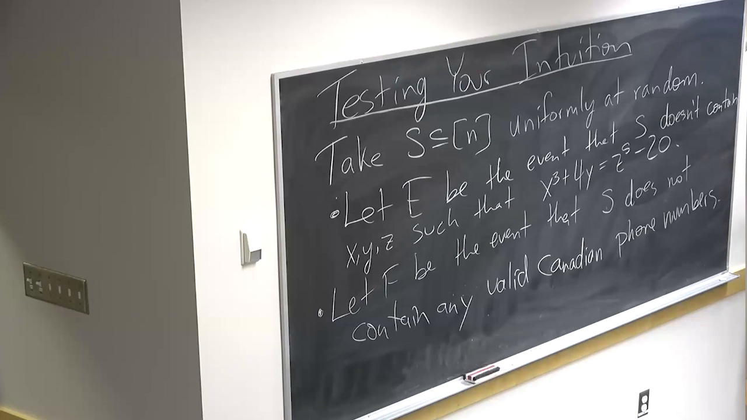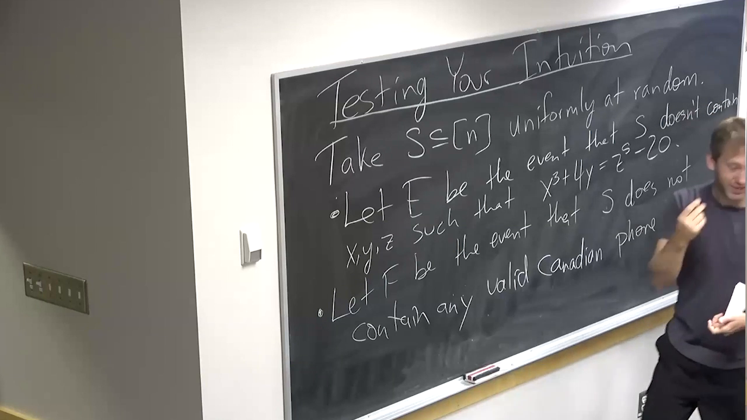The same thing works in the reverse order: if E happens and S doesn't have one of these solutions, then it should correlate with S being small. Yeah, in case people didn't hear that online: if you take a uniformly random set, the event E is less likely if S is big, because you're more likely to start seeing solutions to these equations. And if S is big, you're more likely to see some phone numbers in your set. So E happening is correlated with S being small, and F happening is correlated with S being small. So maybe they're correlated with each other, and if E happens, F is more likely to happen.